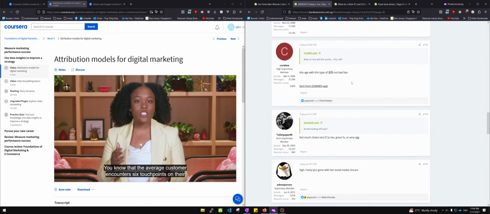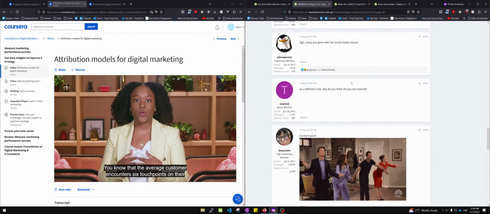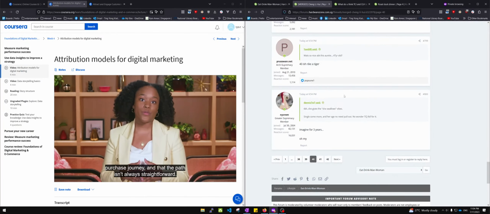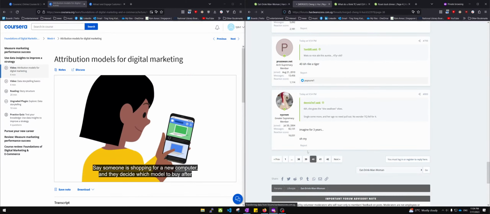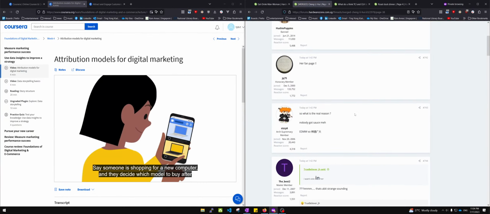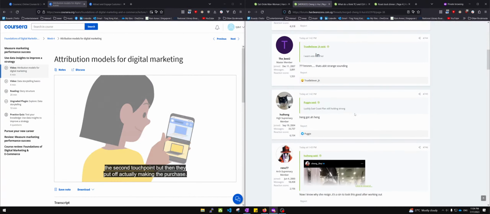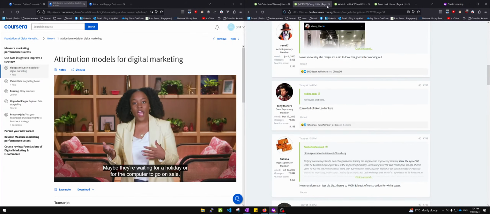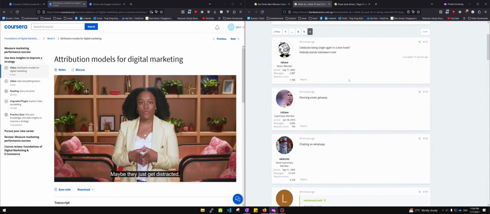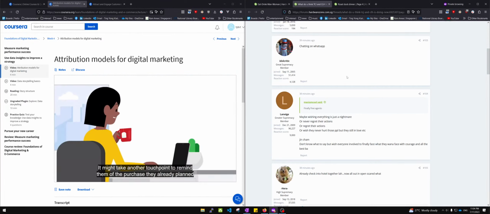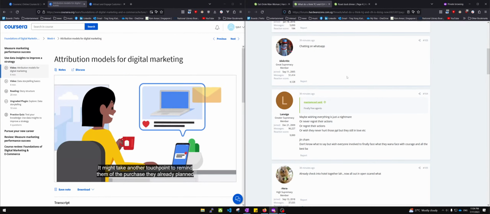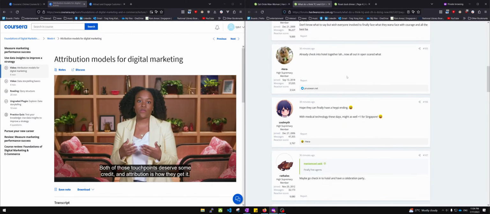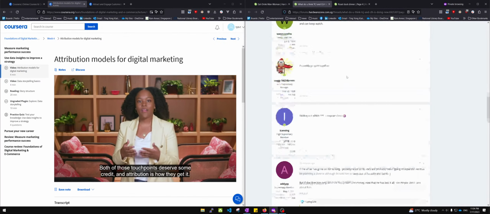You know that the average customer encounters 6 touch points on their purchase journey, and that the path isn't always straightforward. Say someone is shopping for a new computer, and they decide which model to buy after the second touch point, but then they put off actually making the purchase. Maybe they're waiting for a holiday or for the computer to go on sale. Maybe they just get distracted. It might take another touch point to remind them of the purchase they already planned to make. Both of those touch points deserve some credit, and attribution is how they get it.